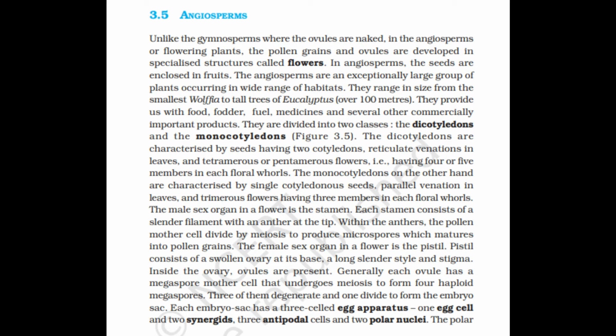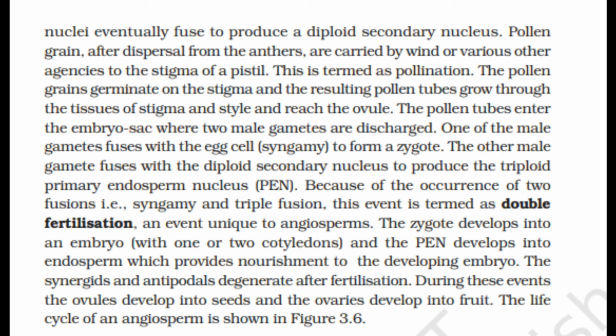Generally, each ovule has a megaspore mother cell that undergoes meiosis to form 4 haploid megaspores. 3 of them degenerate and 1 divides to form the embryo sac. Each embryo sac has a 3-celled egg apparatus, 1 egg cell and 2 synergids, 3 antipodal cells and 2 polar nuclei. The polar nuclei eventually fuse to produce a diploid secondary nucleus.